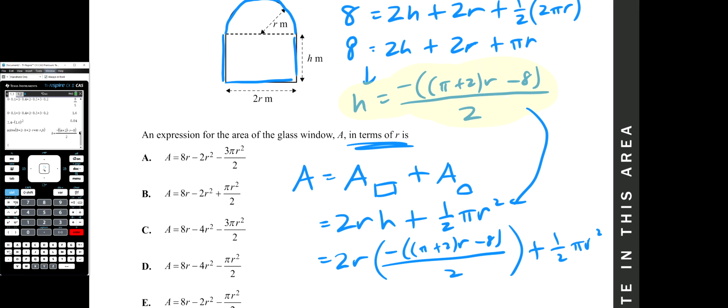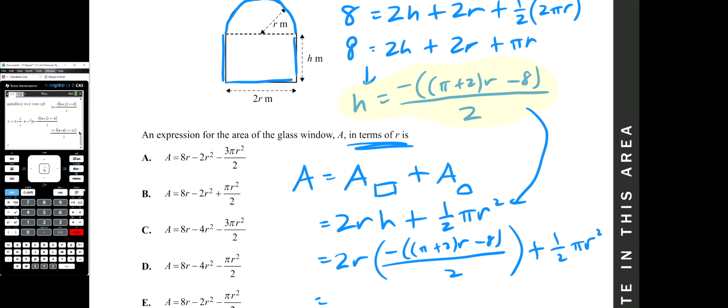So let's use the CAS to help us simplify that. I'm just going to type in 2 times r times h, and then plus half pi r squared. So half pi and then r squared. And we're going to say control equal, left enter, given, and then h equals that. Excellent. So we end up with this thing here.